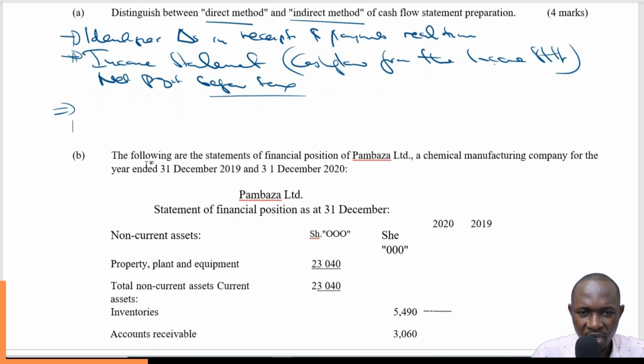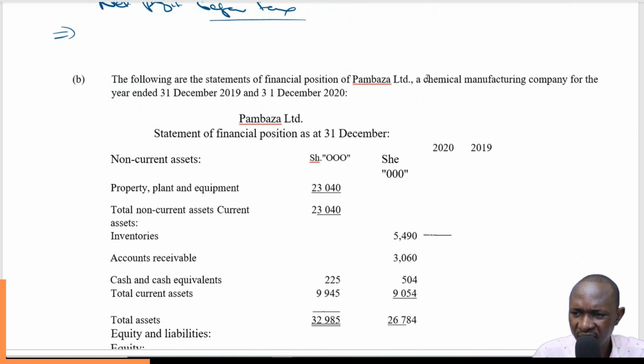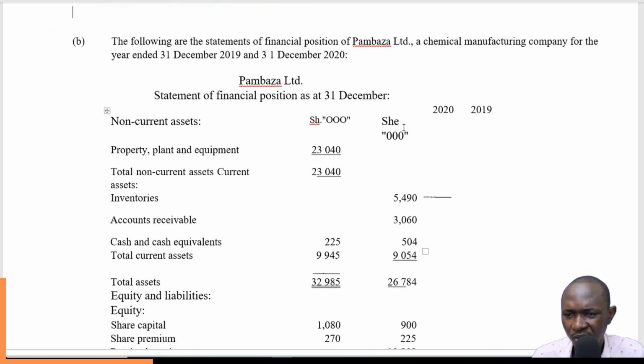Thank you. Let's move to B. B. The following are the statements of financial statements of Pambaza Limited, a chemical manufacturing company for the year ended that. Statement of financial position. Now we have 2020 and 2019.